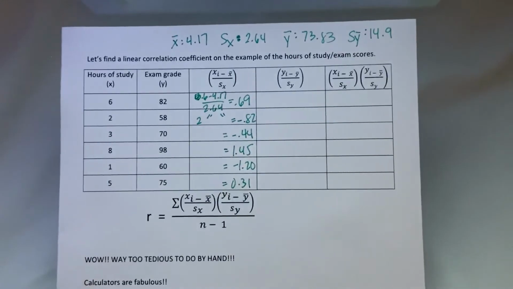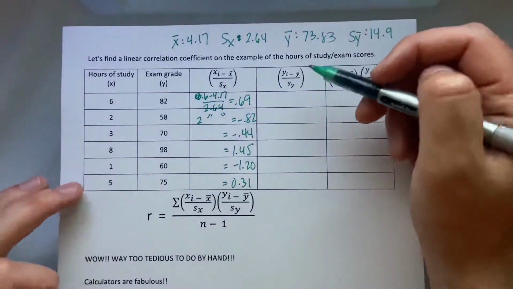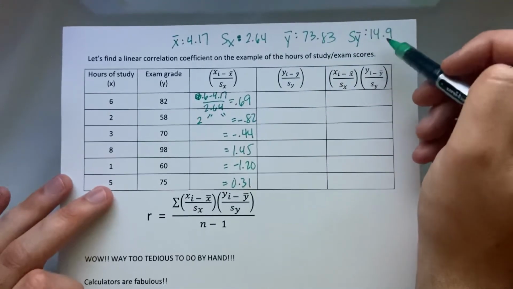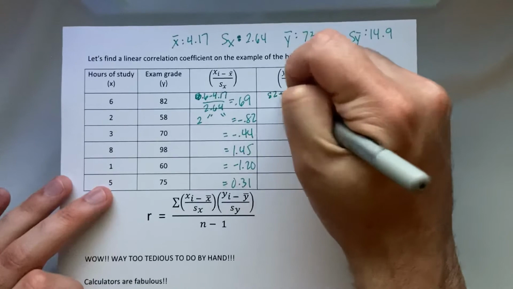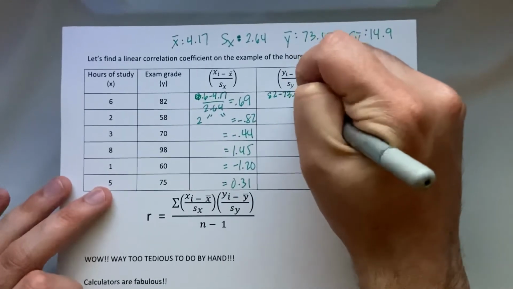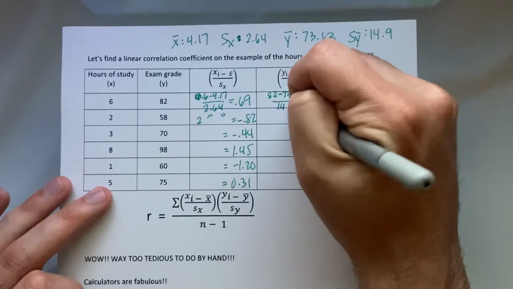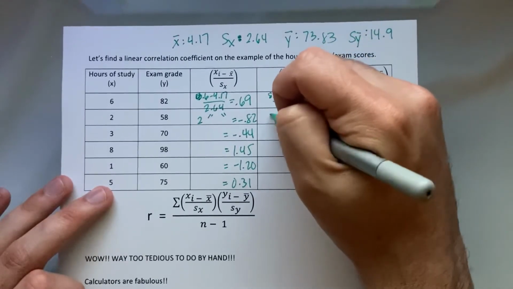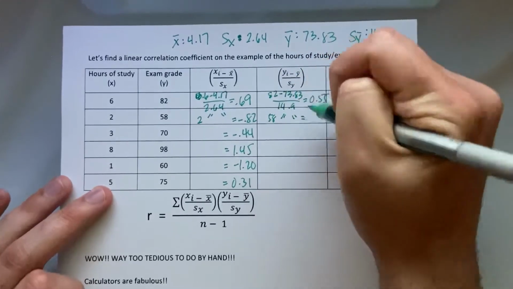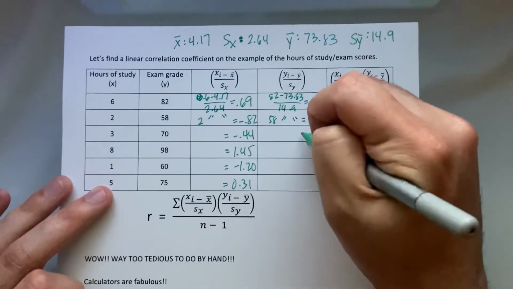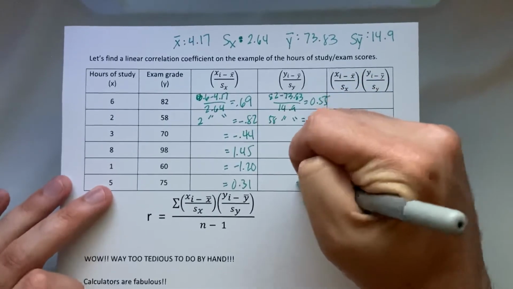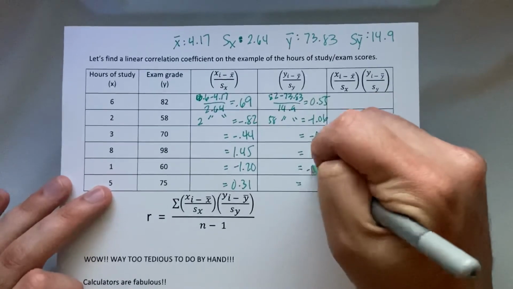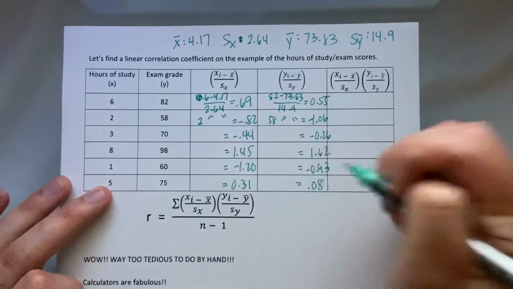Now we have to do the same thing with our Y values. So our average Y is 73.83 and we divide by 14.9. So we take 82 minus 73.83 over 14.9 and we get 0.55. Repeat the same thing for 58. Get negative 1.06. Again, all the way down, we get negative 0.26, 1.62, negative 0.93, and 0.08.